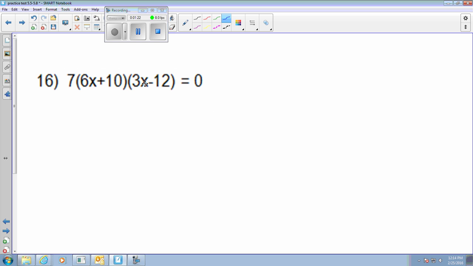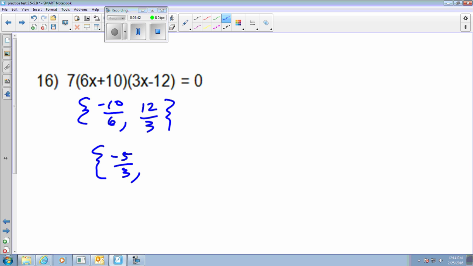Number 16. We're going to do the same thing here, and I get opposite of positive 10 is negative 10 over 6. Opposite of negative 12 over 3. And if we look at this, this can be simplified. And if we can simplify, we do simplify. So I'm going to divide by 2 on top and the bottom. And 12 divided by 3 is 4.